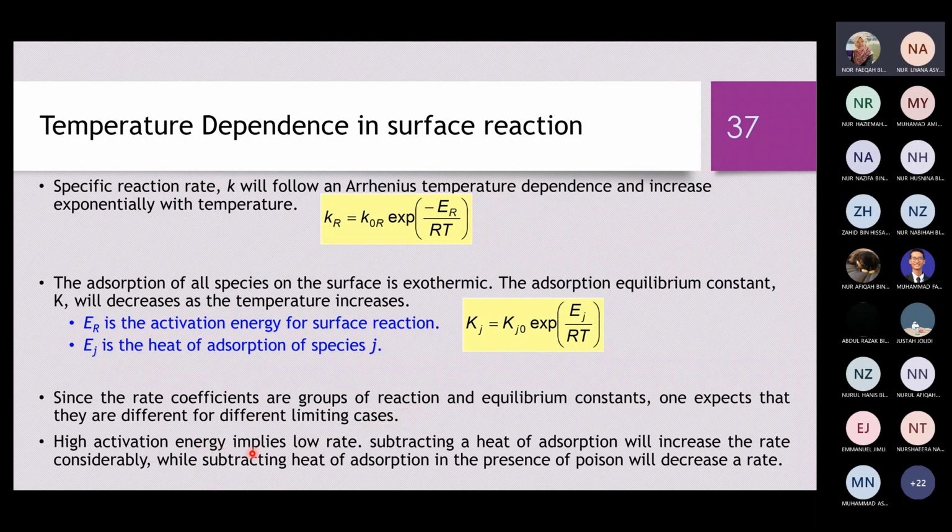High activation energy implies low rate. Subtracting a heat of adsorption will increase the rate considerably, while subtracting heat of adsorption in the presence of poison will decrease the rate. So in the presence of poisons, the concept is similar to the presence of inerts. Okay, much larger inerts.